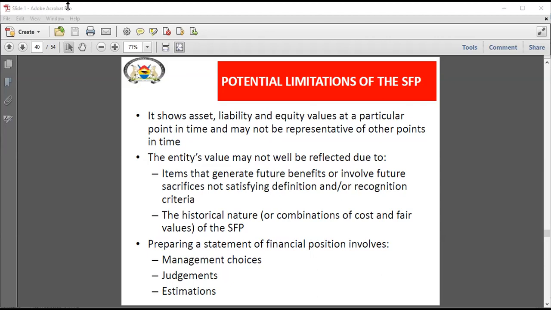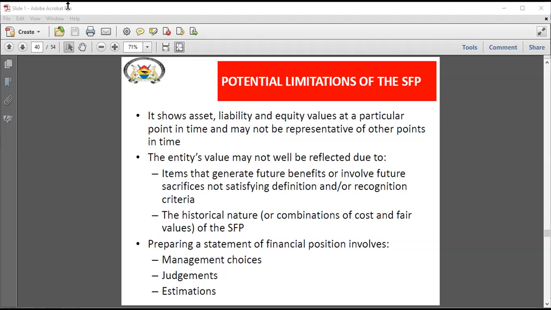So we also have limitations of the statement of financial position. Yes, we have limitations. One of the limitations, of course, is that it shows the assets, liabilities, and equity. The amounts it shows are values at a particular point in time and may not represent other points in time.